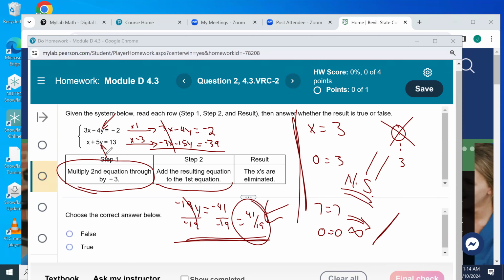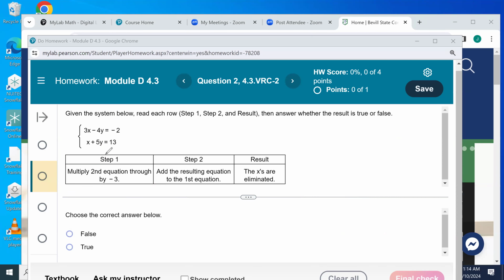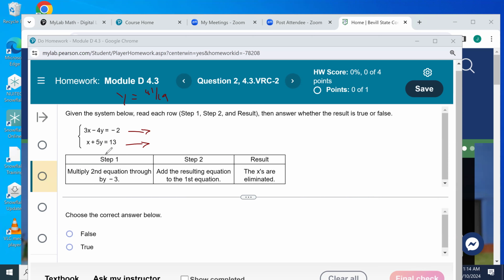I know that y equals 41 over 19. I would go through this and redo it again, but eliminate the y's. How could I eliminate the y's? What could I multiply the top and the bottom equations by so that the 4 and the 5 here become the same number with opposite signs?